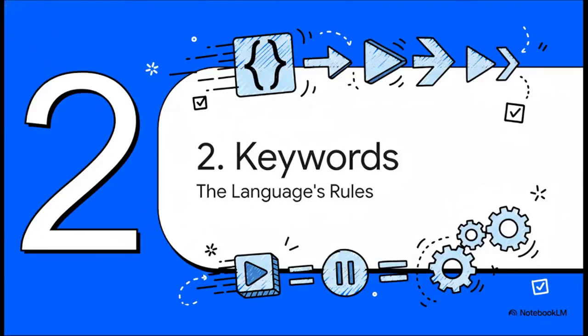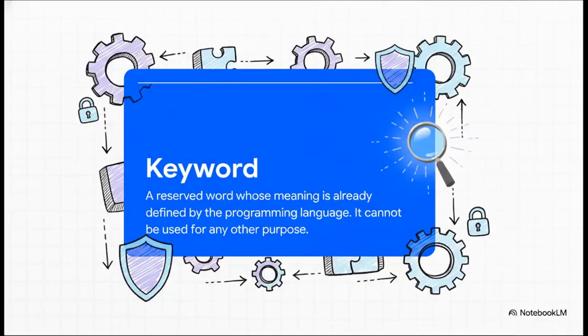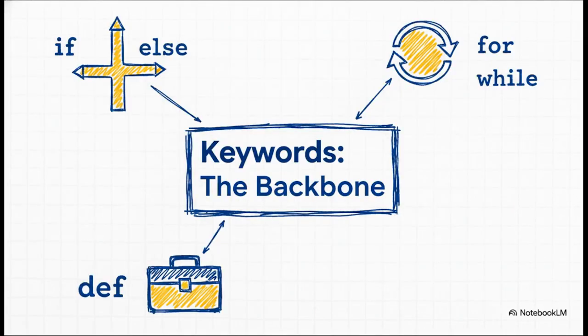All right, let's start with our first type of token, keywords. Think of these as the absolute, non-negotiable grammar rules of a programming language. Everything else is built on them. So the crucial point here is that keywords are special. They're protected words. They have a meaning that's already baked into the language, and you can't use them for anything else, like naming your own variables. They're what tell the computer how to structure its logic. And here are some of the big ones you'll see all the time in Python. You've got if and else for making decisions, for and while for doing things over and over again, and def for creating your own functions. These are truly the backbone of your code.